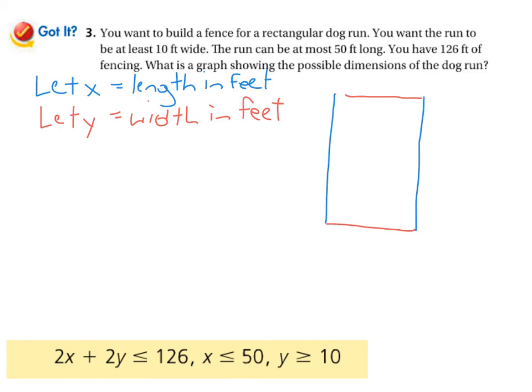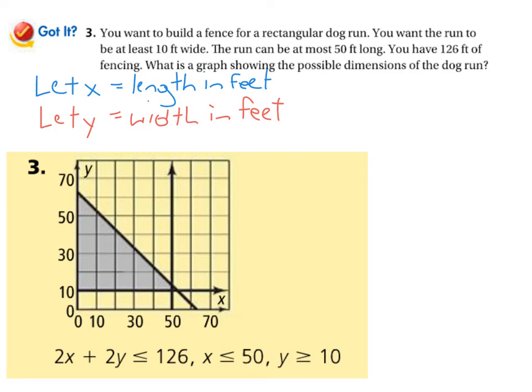Just like the perimeter formula for a rectangle is 2 times the width plus 2 times the length, sorry, equals the perimeter. Yeah? So once you know that, you can then see, okay, we got to have twice that width plus twice that length less than or equal to 126, okay? So how do we then graph it? Well, let's take a look at the graph.